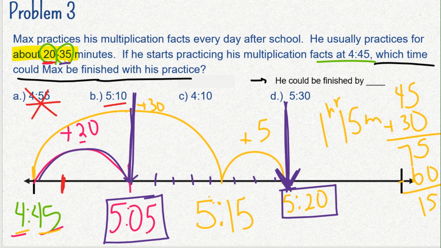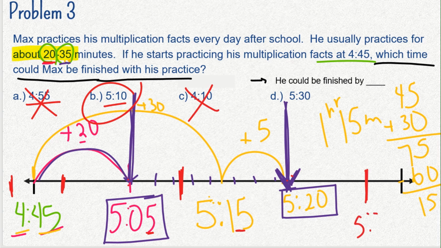Here's 5:05, here's 5:15. 5:10 would be somewhere around here. So if it's in between these two purple arrows, that's a possibility. Let me check the rest. 4:10 is somewhere over here. It's not even on the number line. Not going to work. 5:30 is on this side, not even on the number line, so that's not going to work. So he could be finished by 5:10.